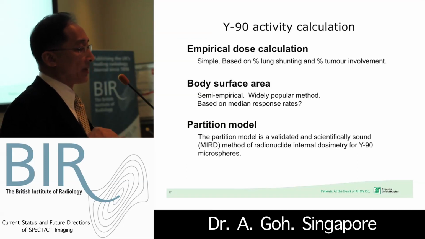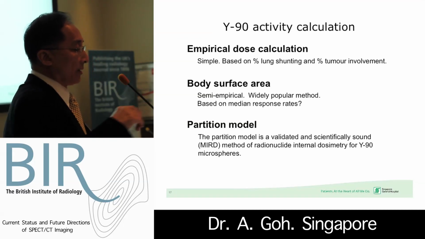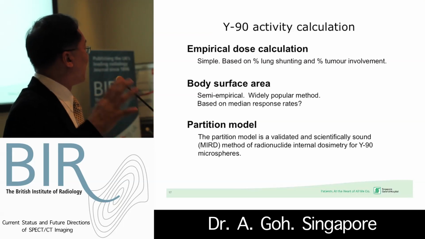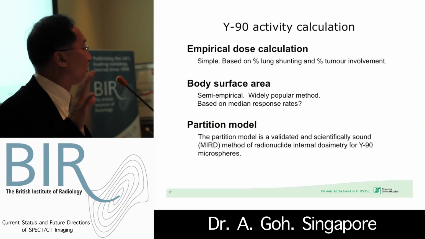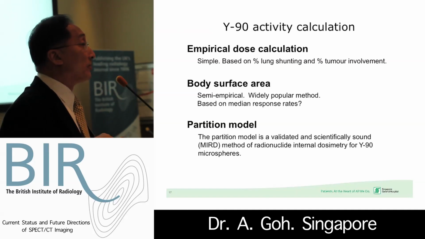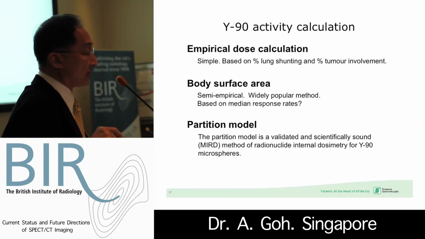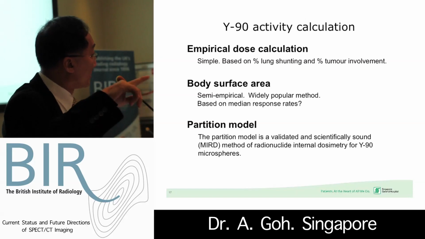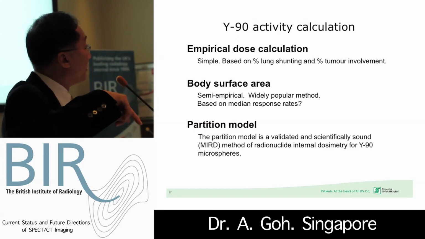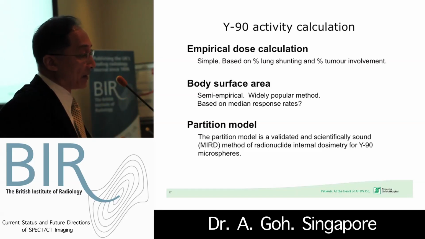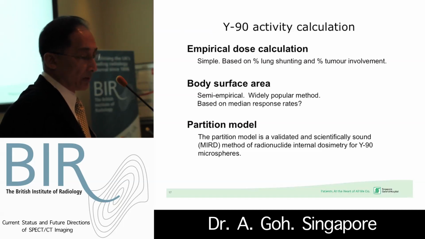The body surface area or BSA method is the most popular method because it is following the recipe book without really having to understand how it works. And actually, we don't really know how it was arrived at. But some people believe the vendor consulted an expert group of people, and the BSA protocol is possibly based on median response rates.